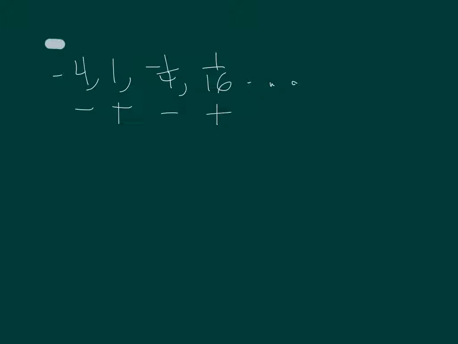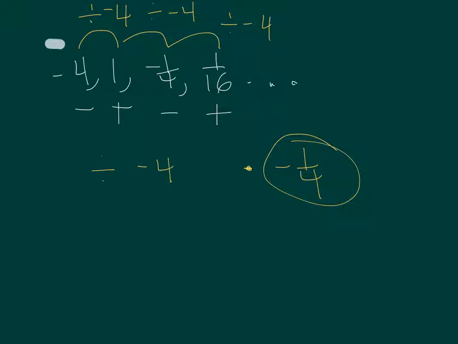So if we look at -4 to 1, that would be dividing by 4, but it's not just a 4, it's a -4. And if we go from 1 to -1/4, we're dividing by another -4. And from -1/4 to 1/16, we're dividing by another -4. So dividing by a negative 4 is the same as multiplying by negative 1/4. Okay, so the common ratio then is negative 1/4.